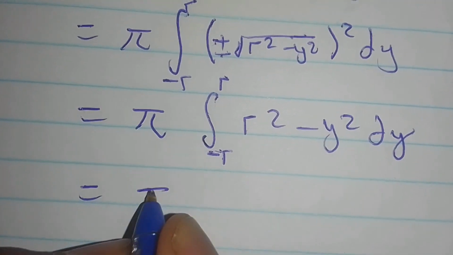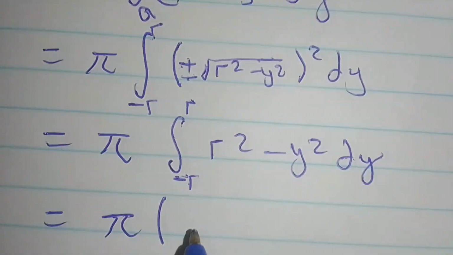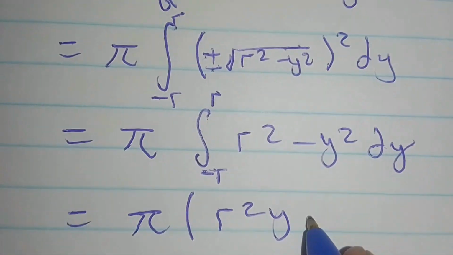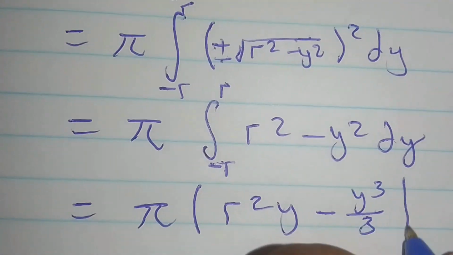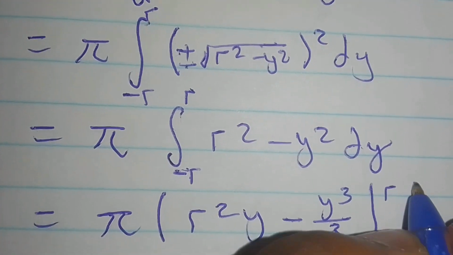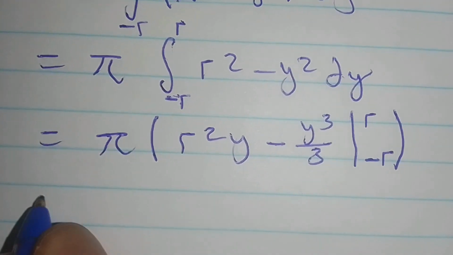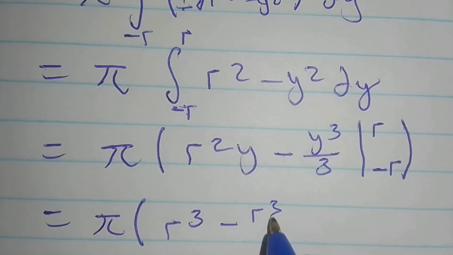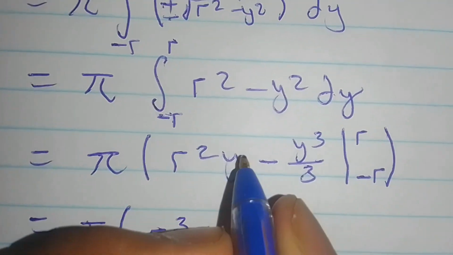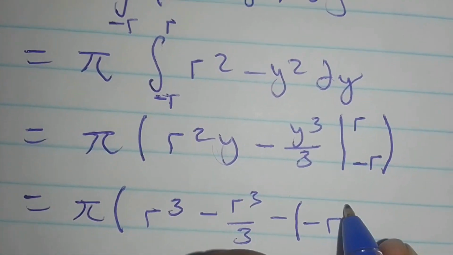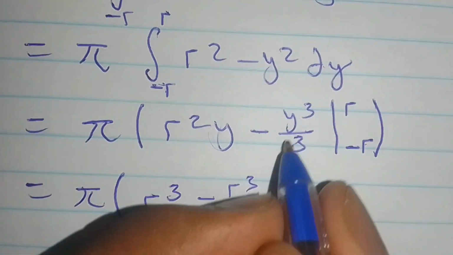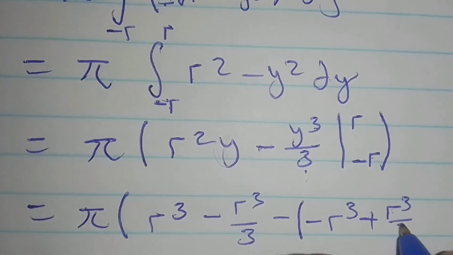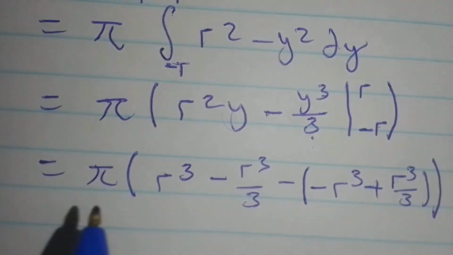And then you do the integration there. Integral of r squared with respect to y is going to be r squared y, and the integral of negative y squared with respect to y is going to be minus y cubed over 3. And then we're integrating from minus r to r. Plug in the upper boundary here, and then we get pi times r cubed minus r cubed over 3. Then we subtract the lower boundary, and then plug in minus r here, you have minus r cubed, and then plugging minus r here, you get minus r cubed over 3, and the negative here is just going to turn this into a positive. Then you have r cubed over 3. So it's the upper boundary minus the lower boundary there.